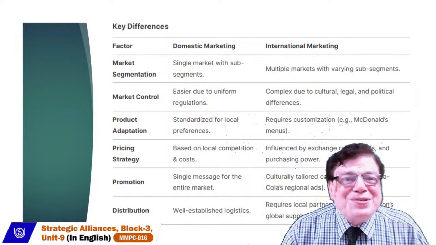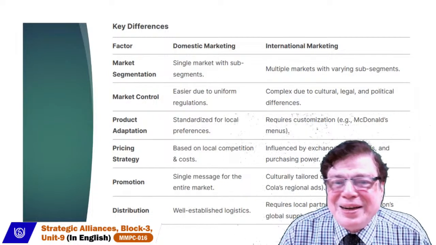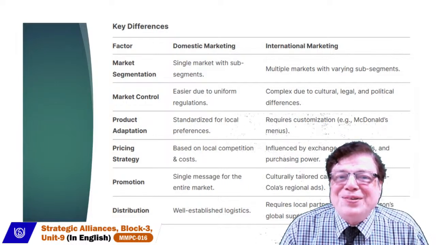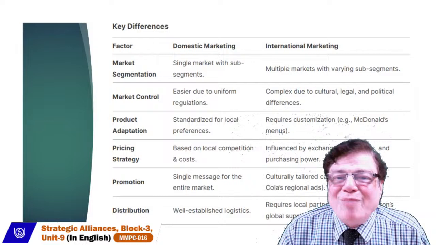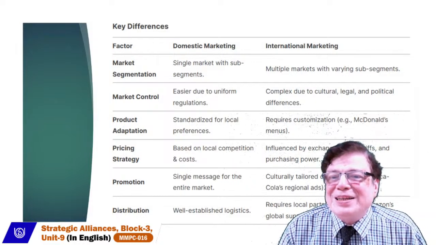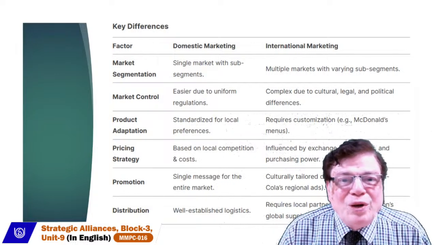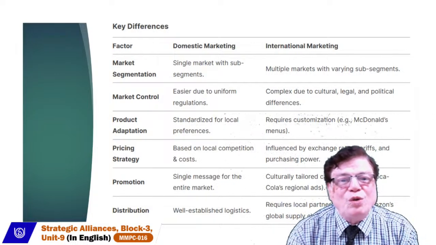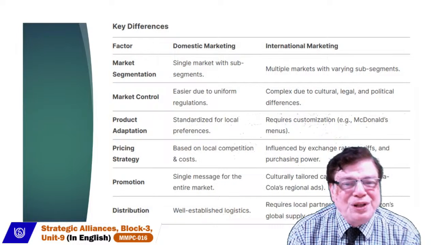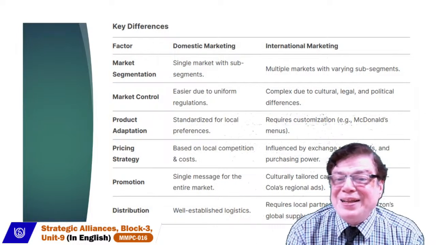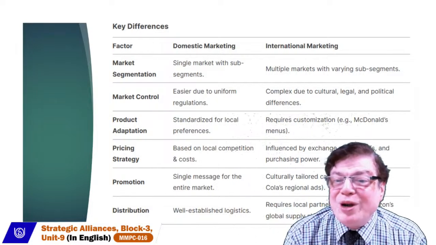Now, key differences between domestic marketing and international marketing are market segmentation. In the domestic market, the segment is a single market with sub-segments. In international marketing, there are multiple markets with varying sub-segments. Market control in domestic marketing is easier due to uniform regulations; there are the regulations of one country only that they have to follow. International marketing is complex due to cultural, legal and political differences.